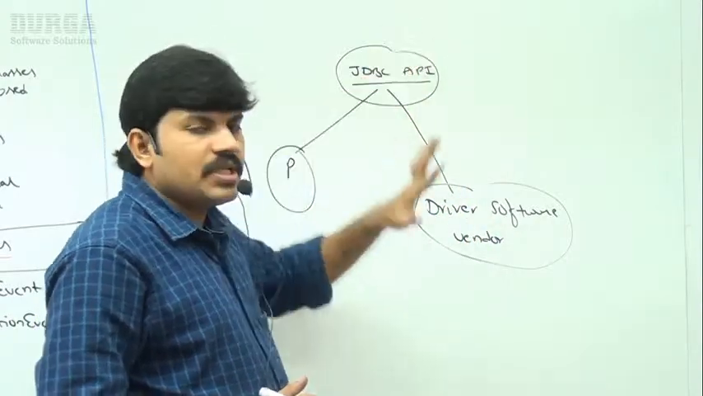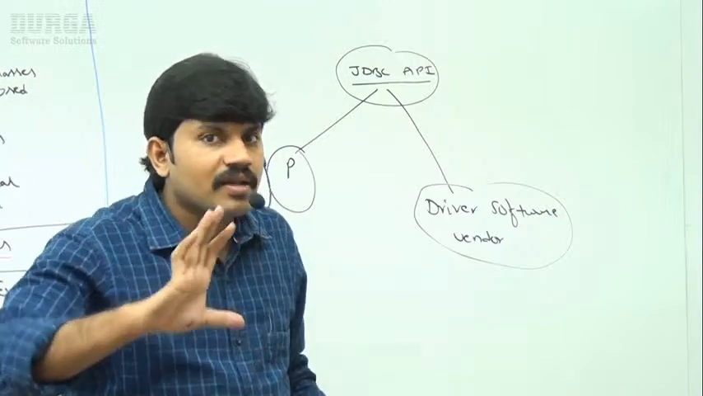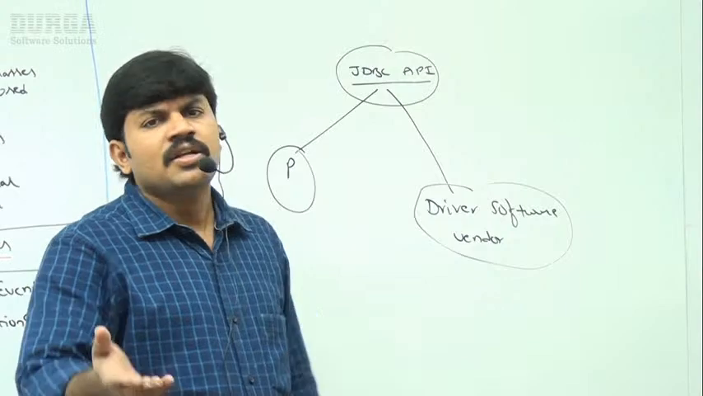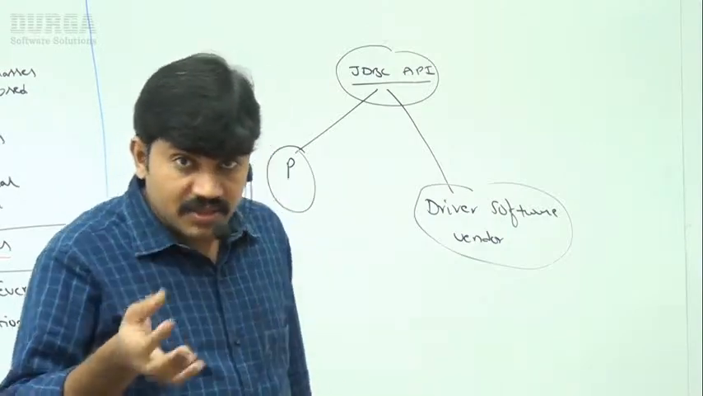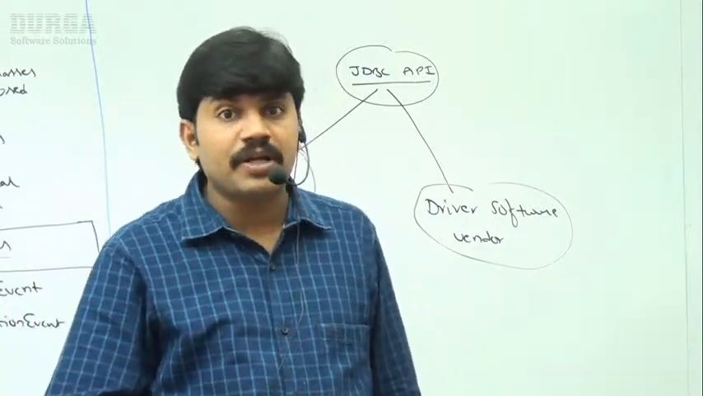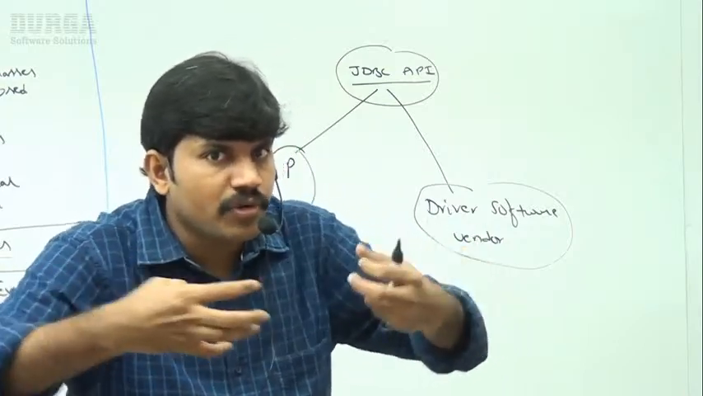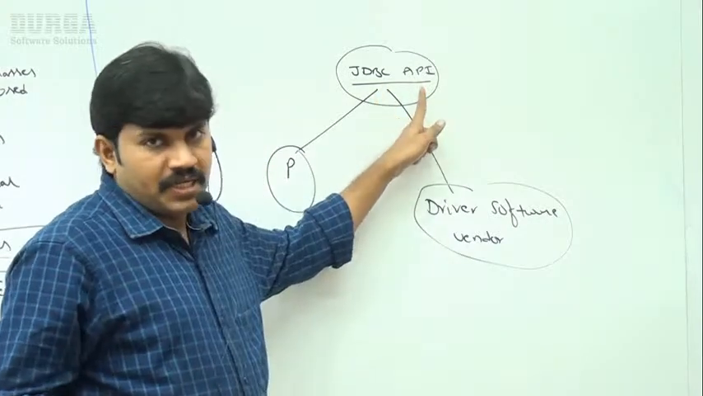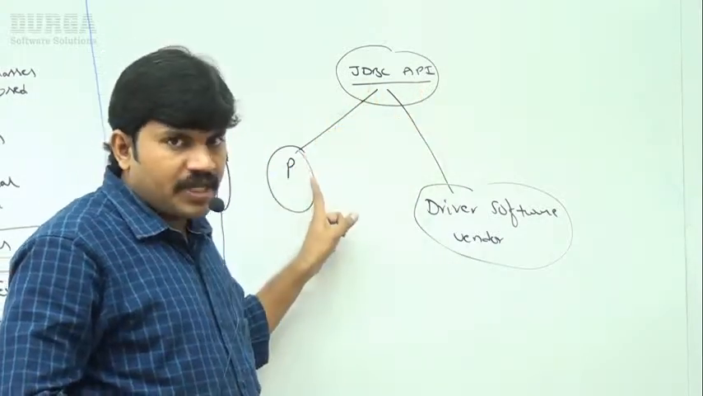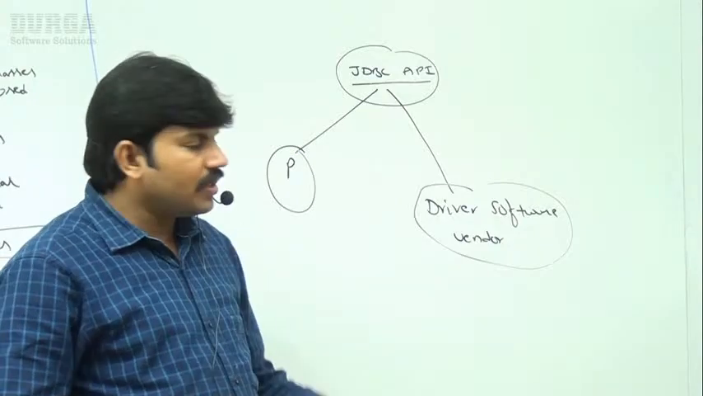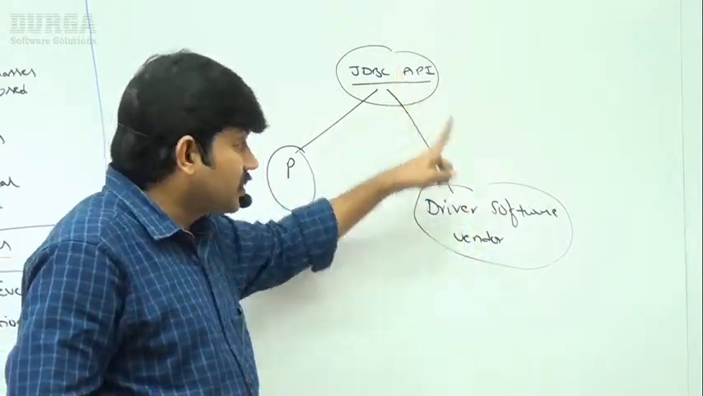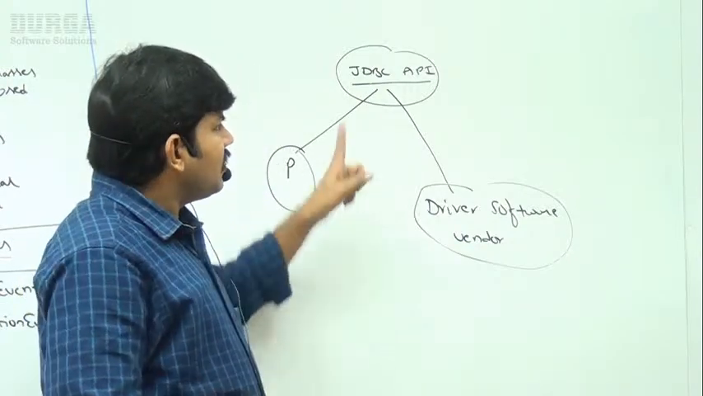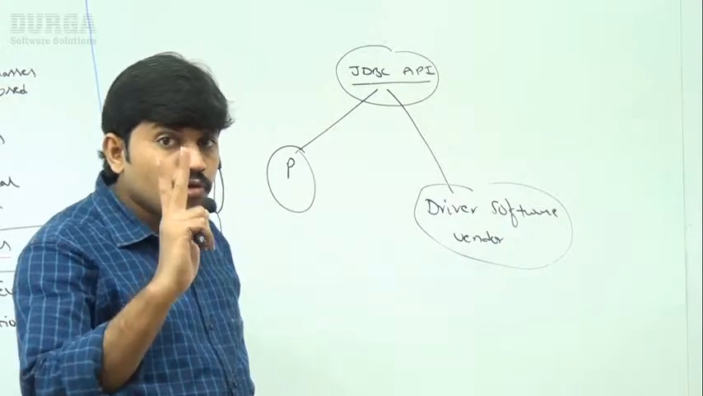So the JDBC API defines several classes and interfaces which can be used for database communication, such as DriverManager, ResultSet, Connection, Statement. All these words related to our JDBC application are available from the JDBC API. The programmer can use this API to develop a JDBC based application, and the driver software vendor can use it to develop driver software.